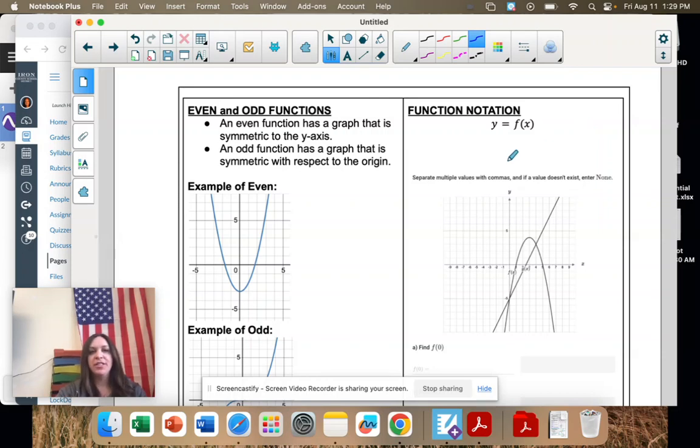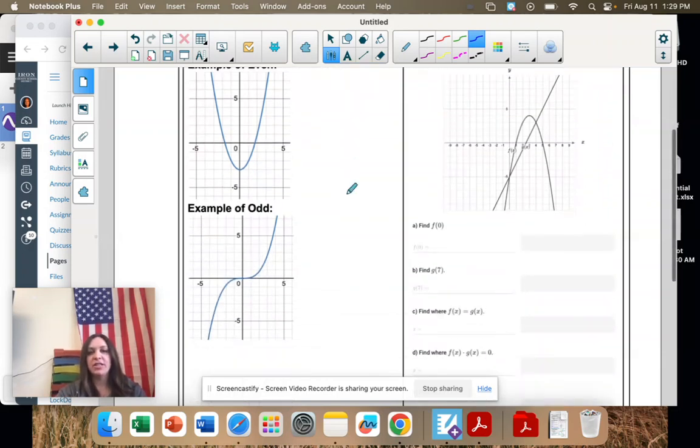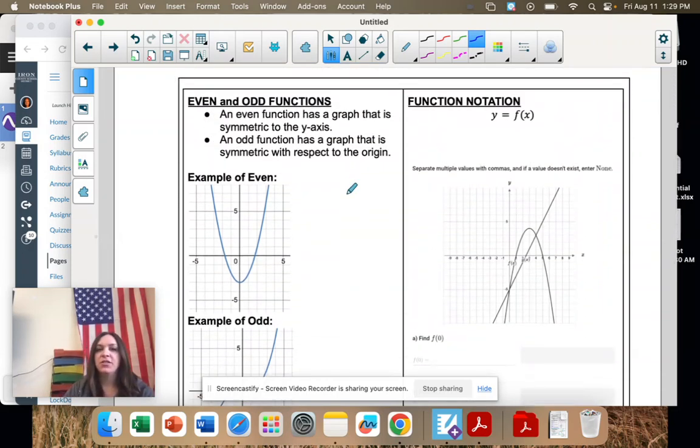Our second page here has even and odd functions and then function notation. So here's our definitions. An even function has a graph that's symmetric to the y-axis. So here's an example of something that looks even. You would need to find the y-axis, the one that goes up and down, and make sure that the graph looks the same on the right that it does on the left of that. They would fold right on top of each other.